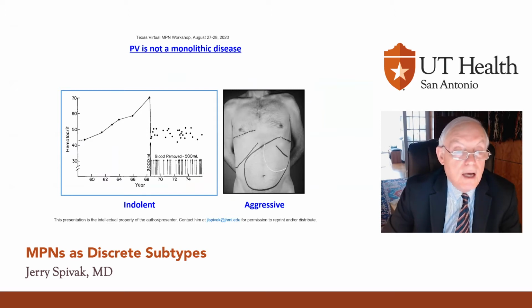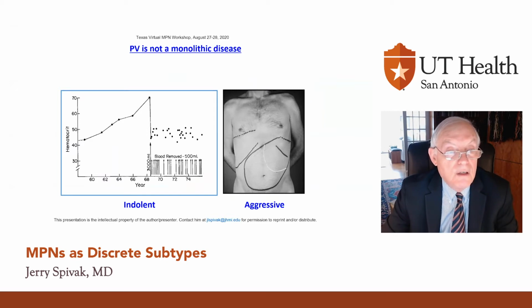Now, PV is not a monolithic disease. Here's a patient whose hematocrit rose over many years until she came to see us and we brought it down to normal. I would say this started out probably 1962. I lost contact with this patient in 1994, but she was only requiring phlebotomies up to then.